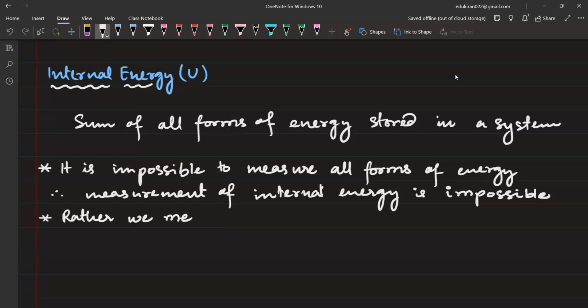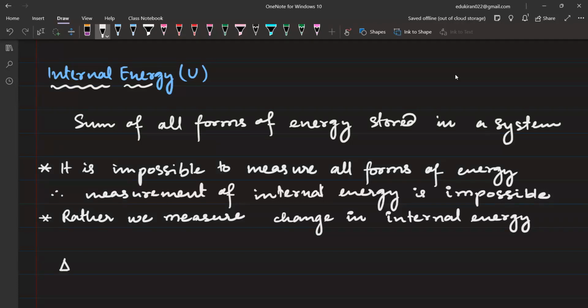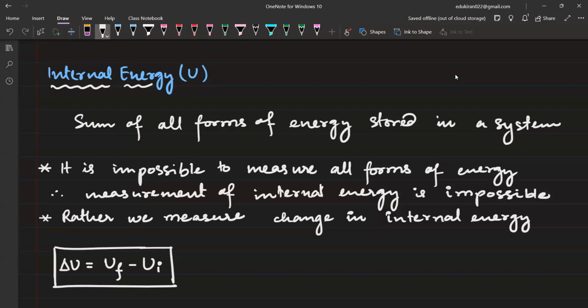Rather, we measure the change in internal energy. Change in internal energy is given by delta U, which is equal to U final minus U initial. This is the definition of change in internal energy. It is not a formula. ठीक है, इसको ध्यान रखिएगा जरा. It's not a formula.